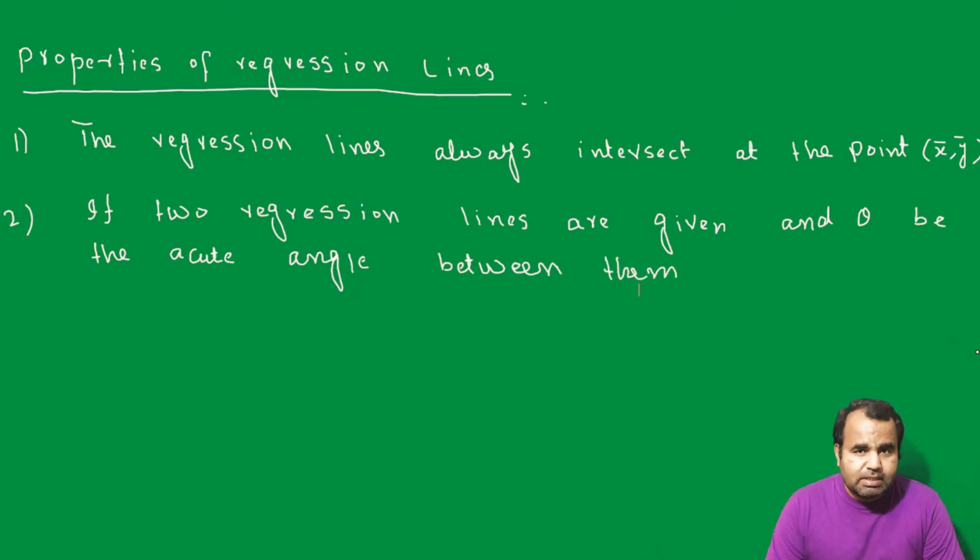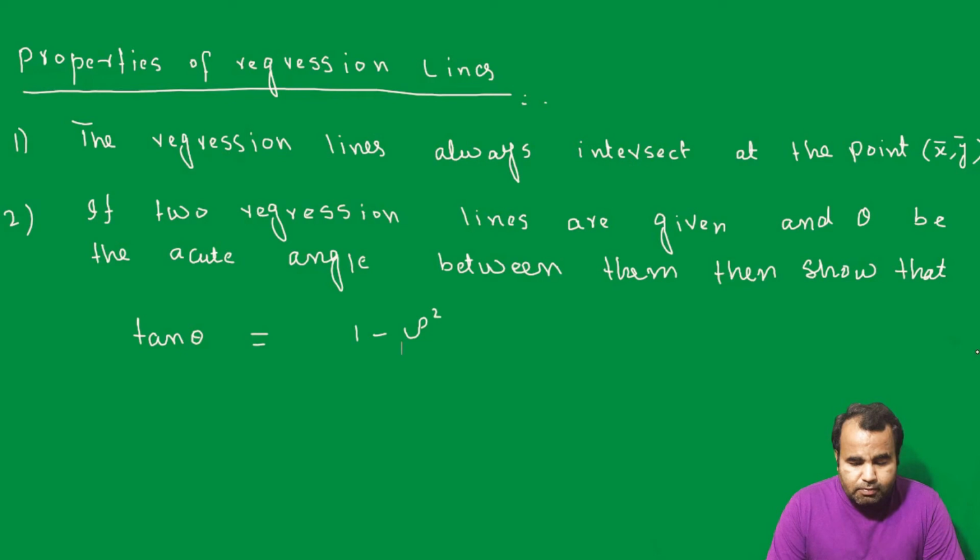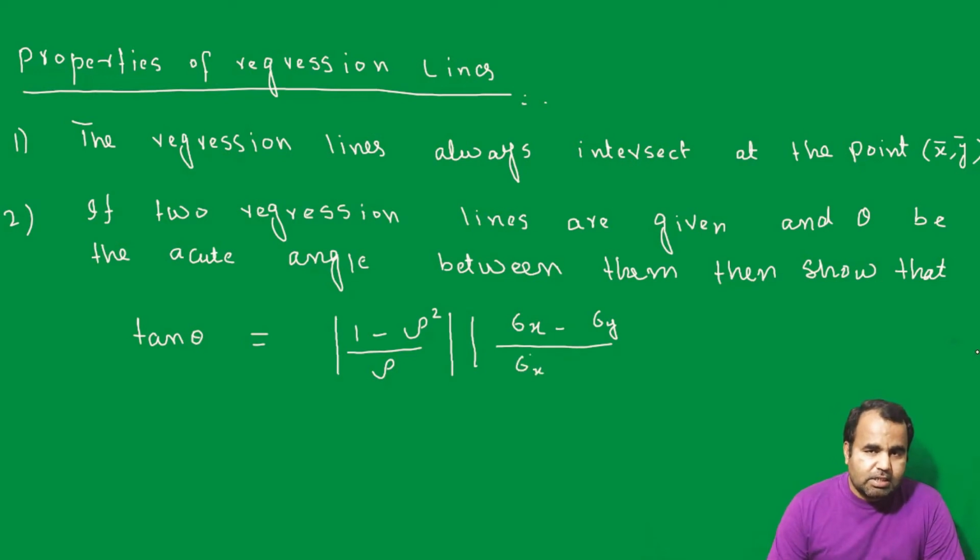We want to prove this property. Over here we will prove that tan theta is equal to the absolute value of (1 minus rho square) divided by rho, multiplied by the absolute value of (sigma x times sigma y) divided by (sigma x square plus sigma y square). So these are the two absolute values that we want to prove.